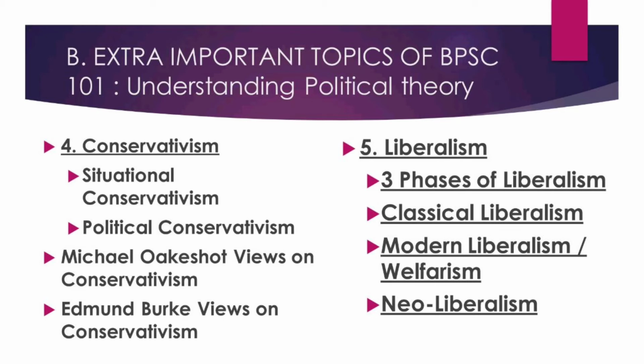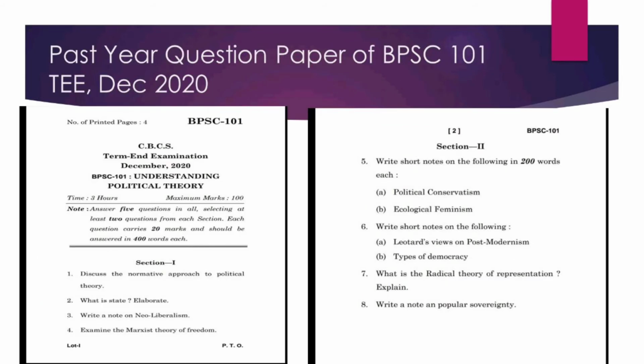So the fifth topic is liberalism. Read the three phases of liberalism thoroughly, because it has been asked in 20 marks questions and also in 10 markers. Classical liberalism and neoliberalism have been asked in term and examination, and modern liberalism has been asked in an assignment question. So this is part 3 of this video.